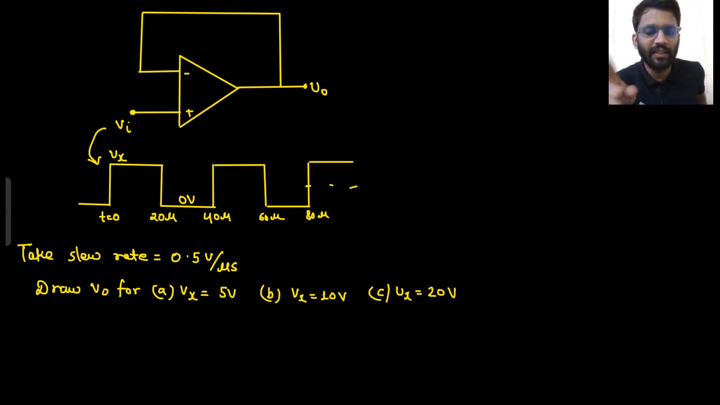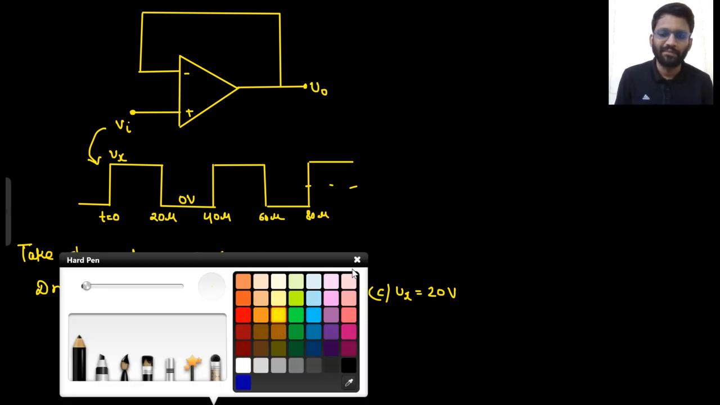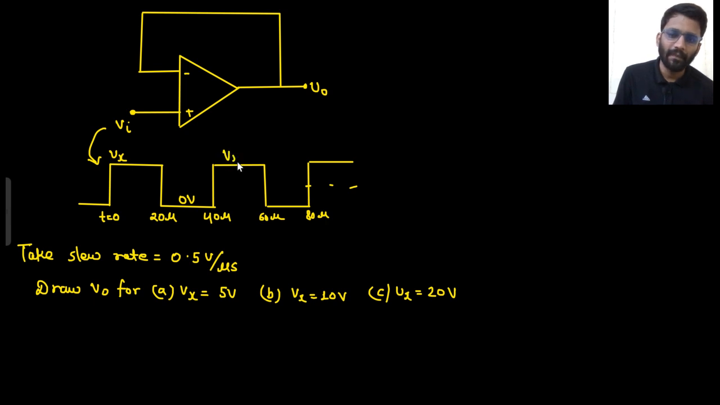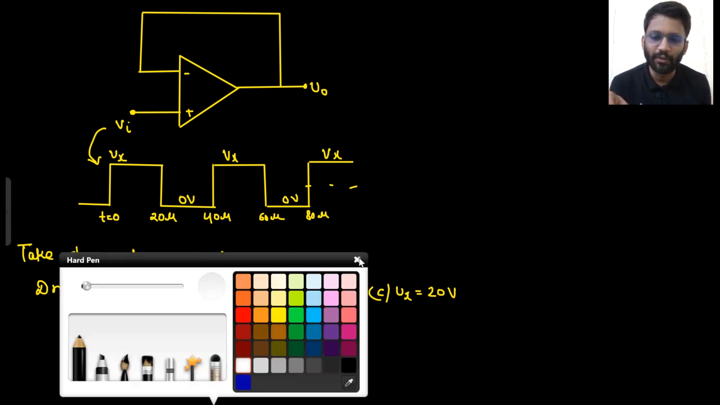So the same question is there, the same circuitry is there. Now the input is a square wave. Vx to 0, Vx to 0, Vx to 0. This is the input. Slew rate is 0.5 volt per microsecond. You need to draw V naught for Vx is 5 volt, Vx is 10 volt, Vx is 20 volt. Well and good. And this small window you are having is 20 microsecond. So what will be your output voltage? This is what we need to draw.